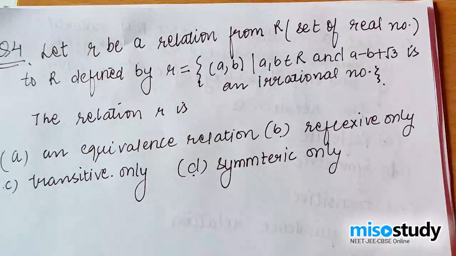Now, let R be a relation from the set of real numbers to the real numbers, and it is defined that R = {(a, b) belongs to R: a - b + √3 is an irrational number}. Then the relation is what? An equivalence relation, a reflexive relation, transitive only, symmetric only. We have to find out, okay?